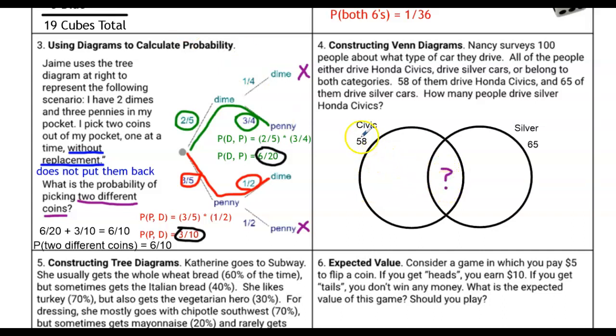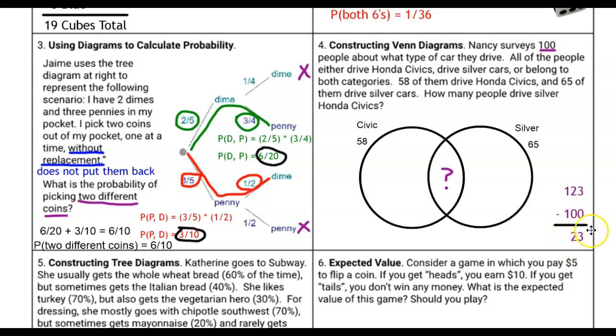We know that there are 58 people driving Civics, 65 people driving silver cars, and when you add those two numbers together, you get 123. That's a lot. 123 is more than 100 for sure. So what we have to do is figure out how much over 100 that 123 is. Well, 100 subtracted from 123 is 23.